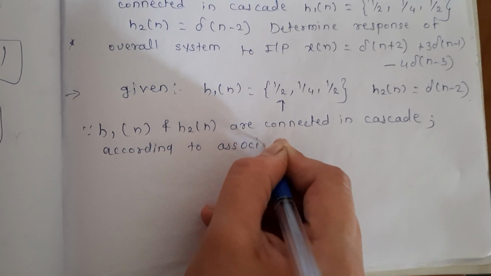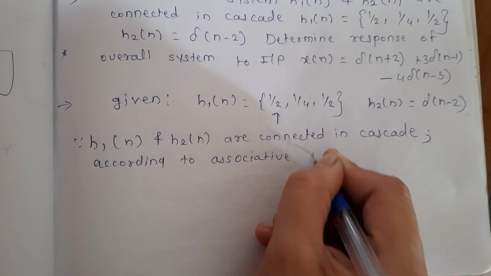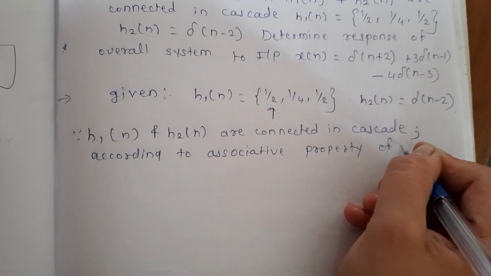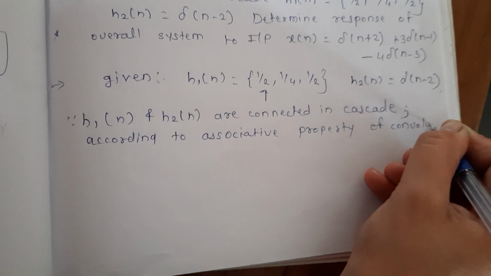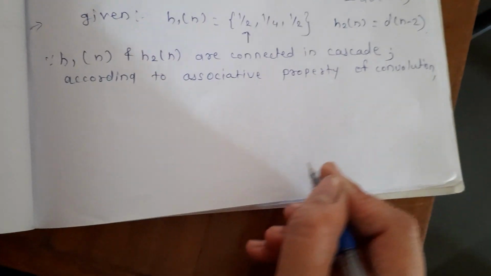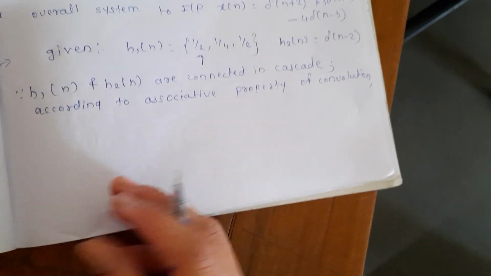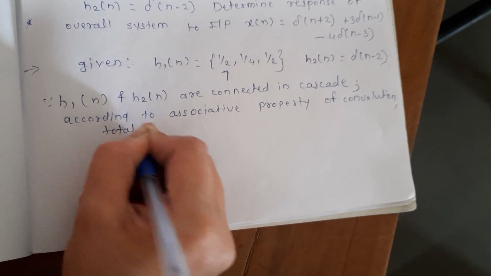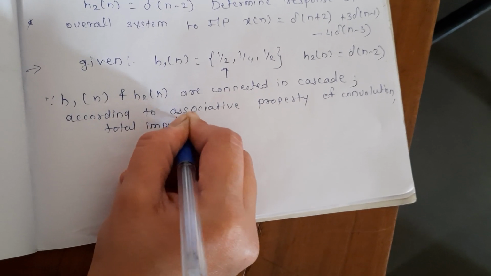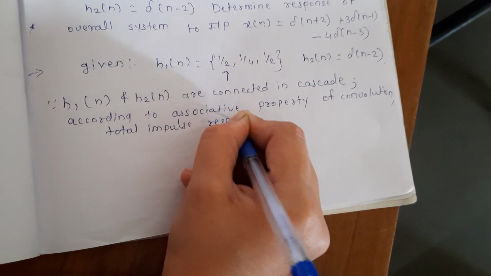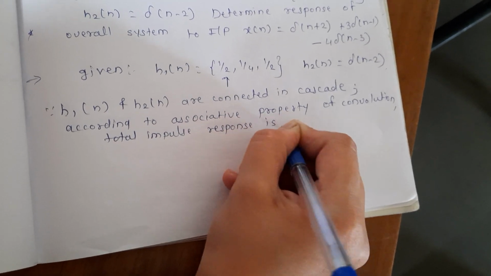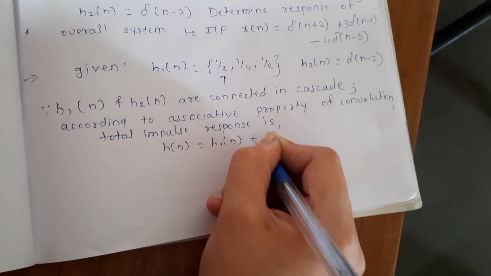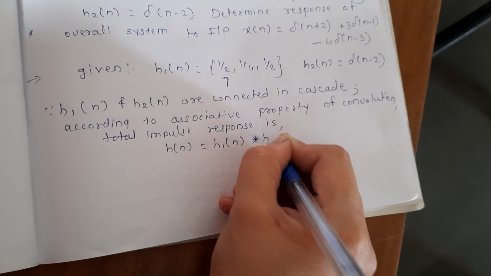associative property of convolution, the total impulse response is h of n is equal to h1 of n convolution h2 of n.